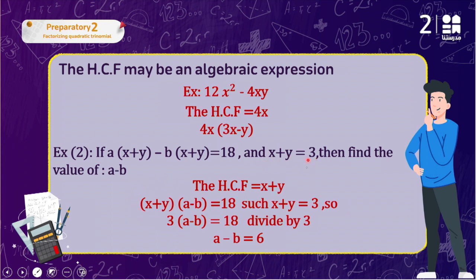As you see, this is given, x plus y is 3, so 3 here multiply a minus b equals 18, divide both sides by 3, so the result will be a minus b equal to 6, and this is the required. تمام؟ كل الافكار دي عدت علينا قبل كده وشفناها قبل كده في السنين اللي فاتت.